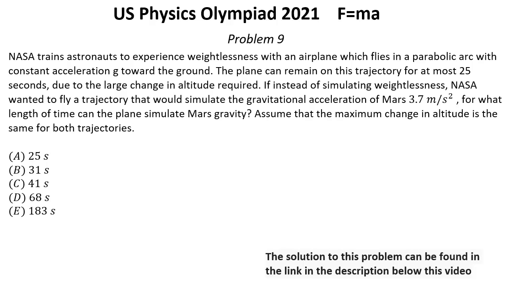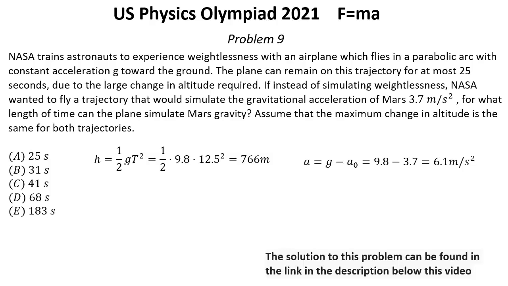Solution for problem number 9. First, we can find the change of altitude. For that, we can use the formula h equals 1/2 g t squared. Here, the total time is 25 seconds, but this is for the trajectory up and down. So for the time we have to use half of these 25 seconds. So the total change of height is 766 meters.